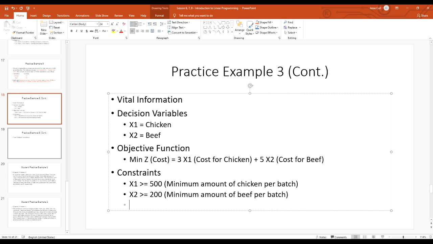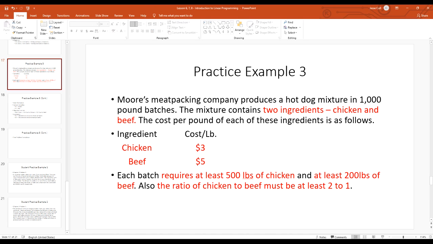So finally, constraint 3. We see here there's a third constraint, a third limitation, and it says the ratio of chicken to beef, so x1 to x2, must be at least 2 to 1. Now again, this is something we haven't seen prior. And sometimes with constraints, there are multiple ways to write in the constraint. But for simplicity's sake, we're just going to go with a simple way to write this in.